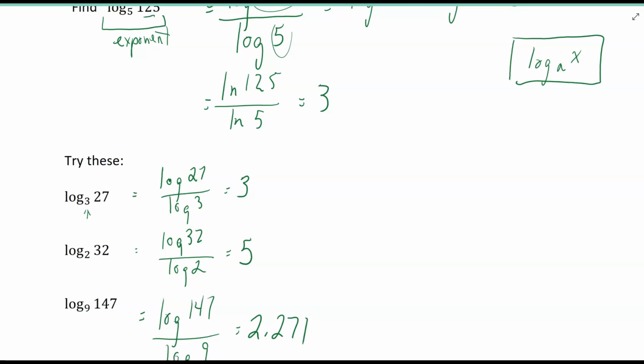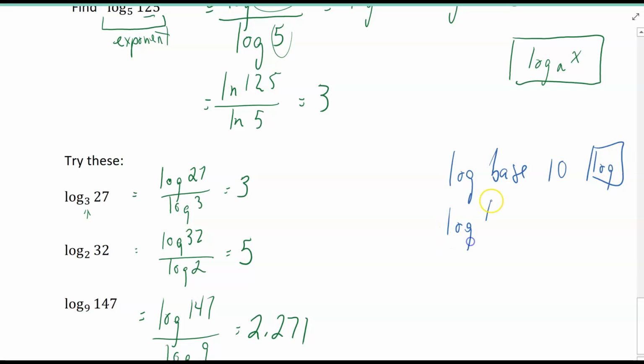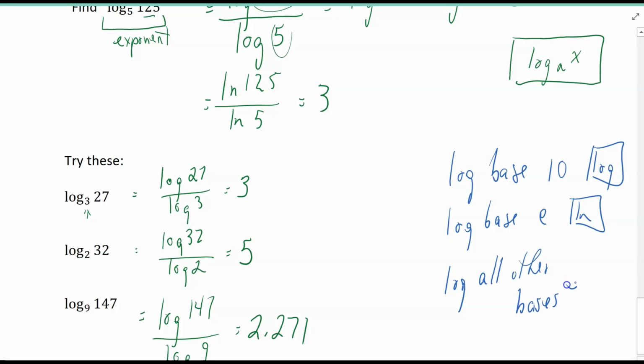So now we have seen log base 10. You use the log key directly. Log base e, you use the ln key. Log of all other bases, you must use the ratio of the log of the argument over the log of the base. And that's how we find logarithms.